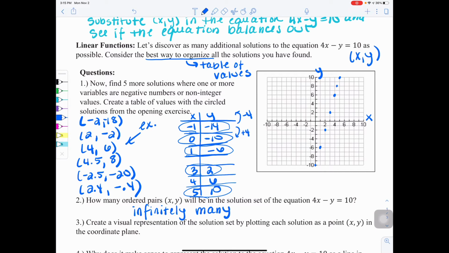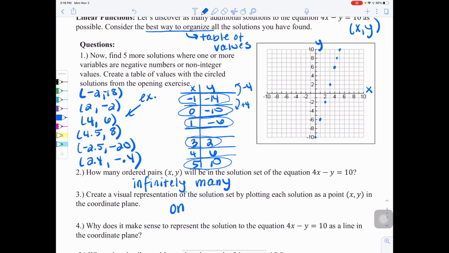So you could continue to do this over and over again. And we'll put for number 3 that we're just going to do this right on the graph. So we created a visual by plotting our points.